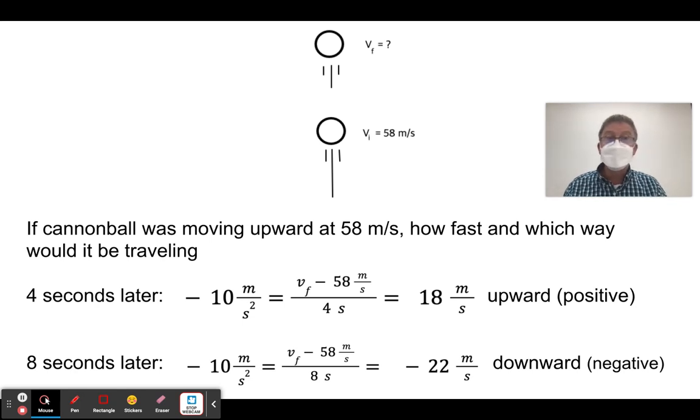The positive and negative values are going to let me know which way the object is moving, not just how fast, but which way. So it's really important when I'm working with these acceleration problems to be very particular about paying attention to the directional notation of the vectors, of the acceleration and velocity vectors and displacement vectors.